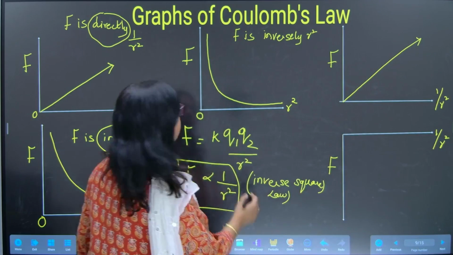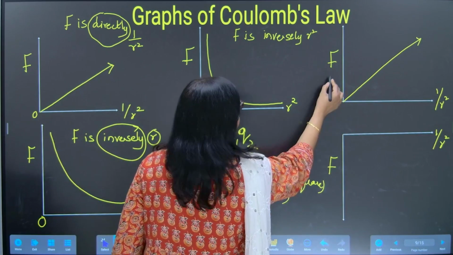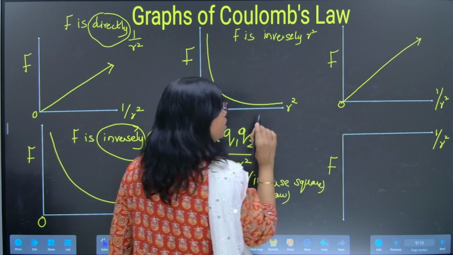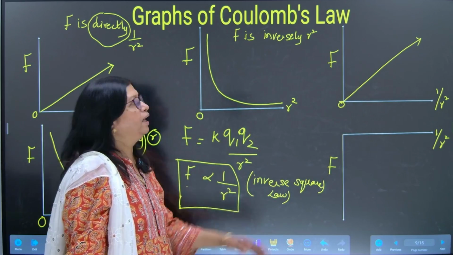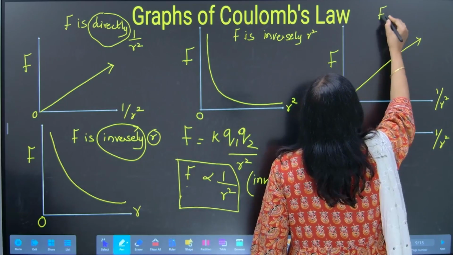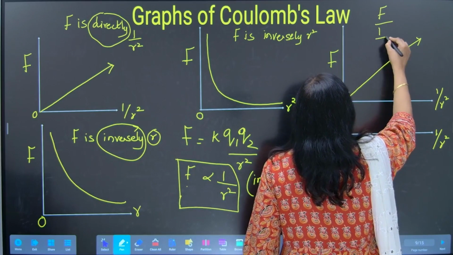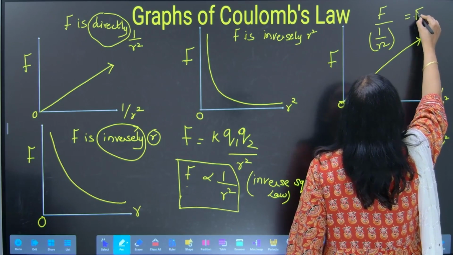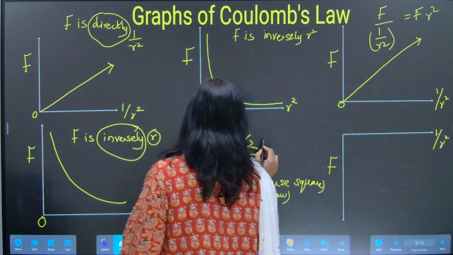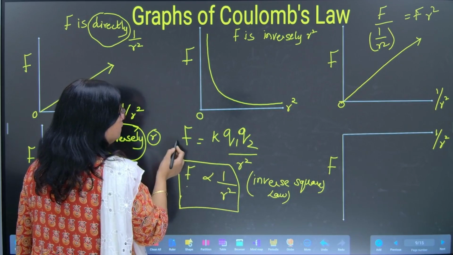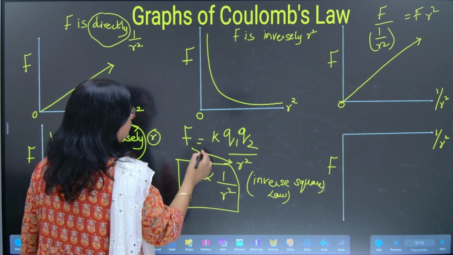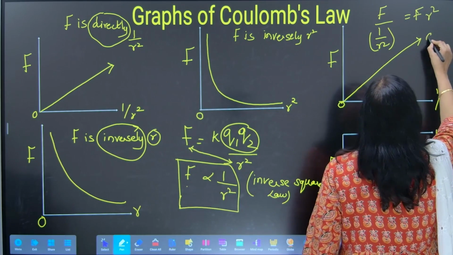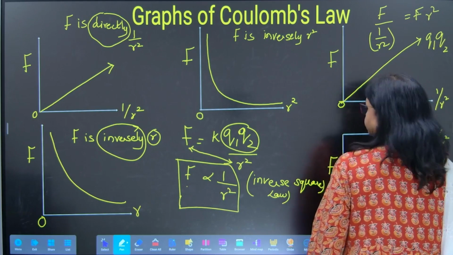Going back to the formula, if F is on the y-axis and 1 upon r square is on the x-axis, then how do we calculate the slope? Slope is y-axis upon x-axis. What is my answer? F r square. From the formula, multiplying F and r square, I will get q1 q2. This means that this slope will give me q1 q2.